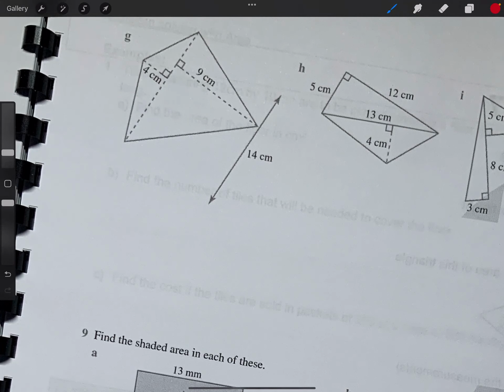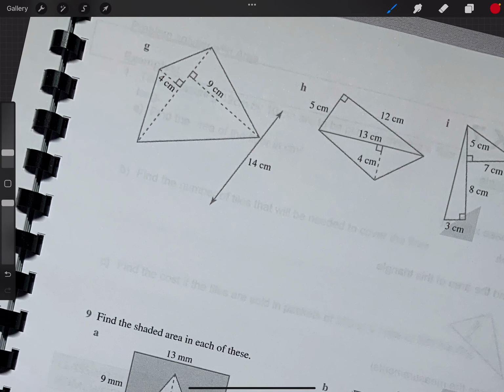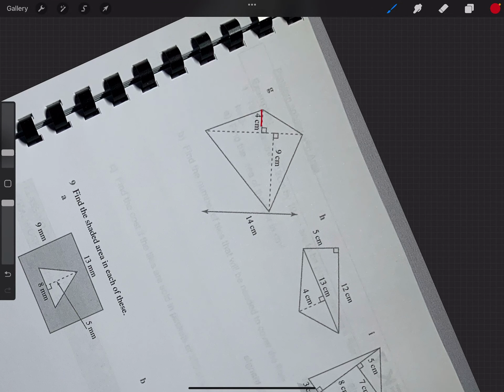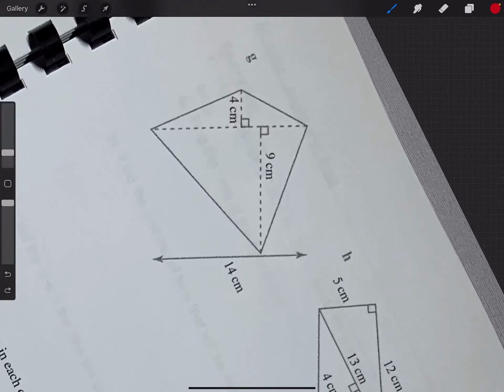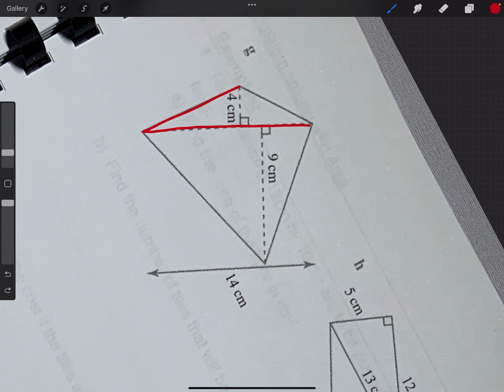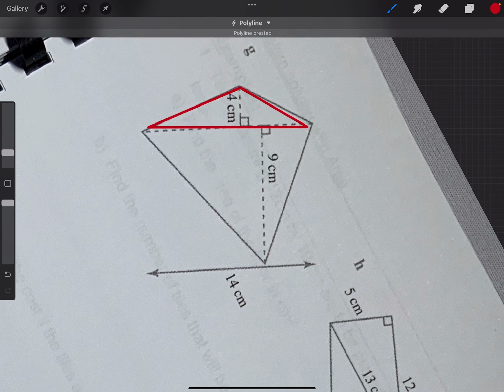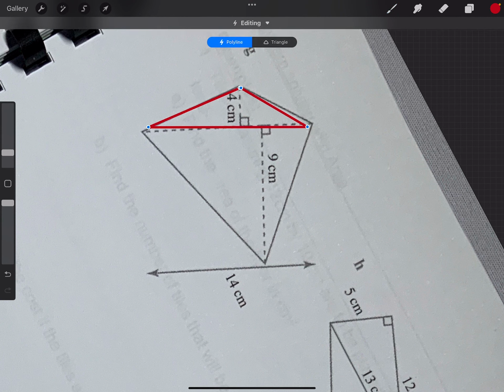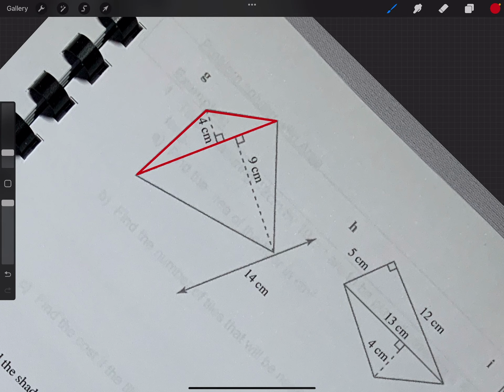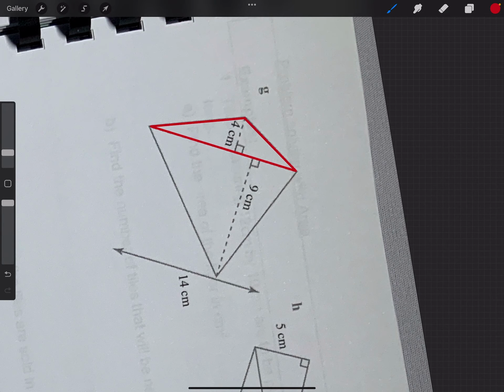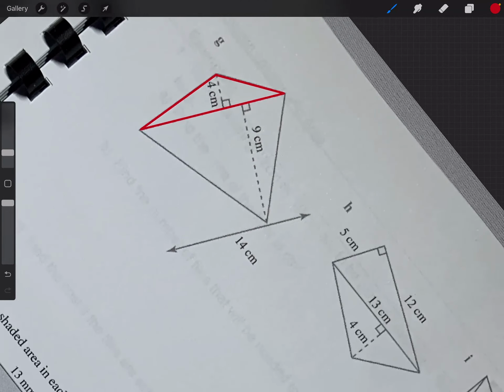Alright, this one looks a bit tricky, but actually it looks like there are 4 triangles, right? Like, oh my god, I have to find the area of this triangle, then go find that one. No, you don't have to do that. You can just find the area of this triangle right here. So to find the area of this triangle, we need the 2 lengths that are perpendicular to each other. Well, it's going to be this one and this one.